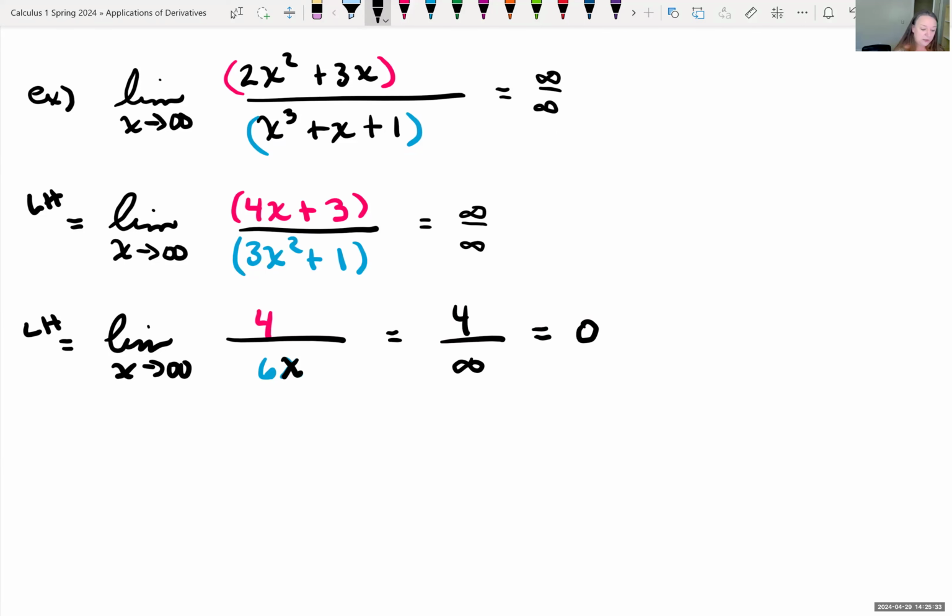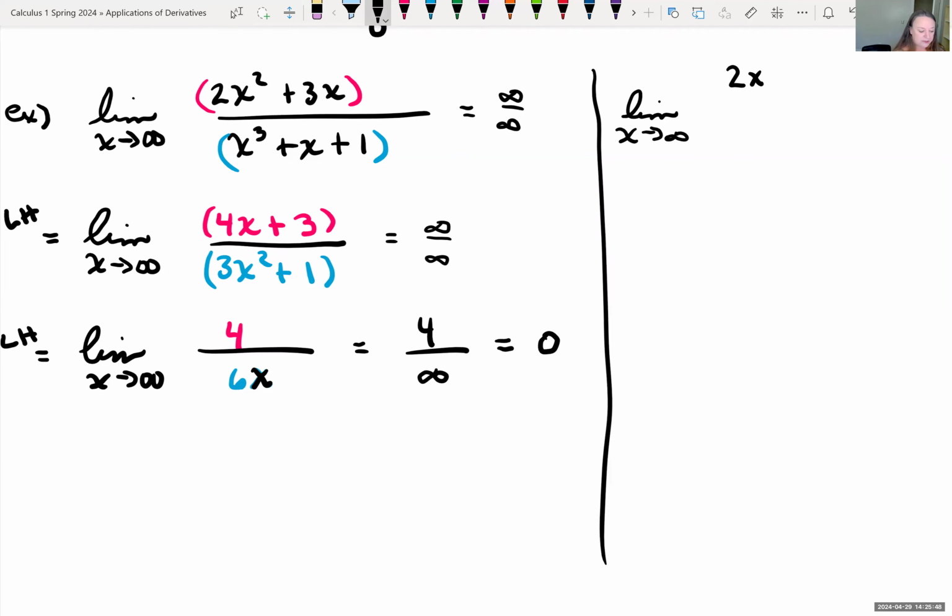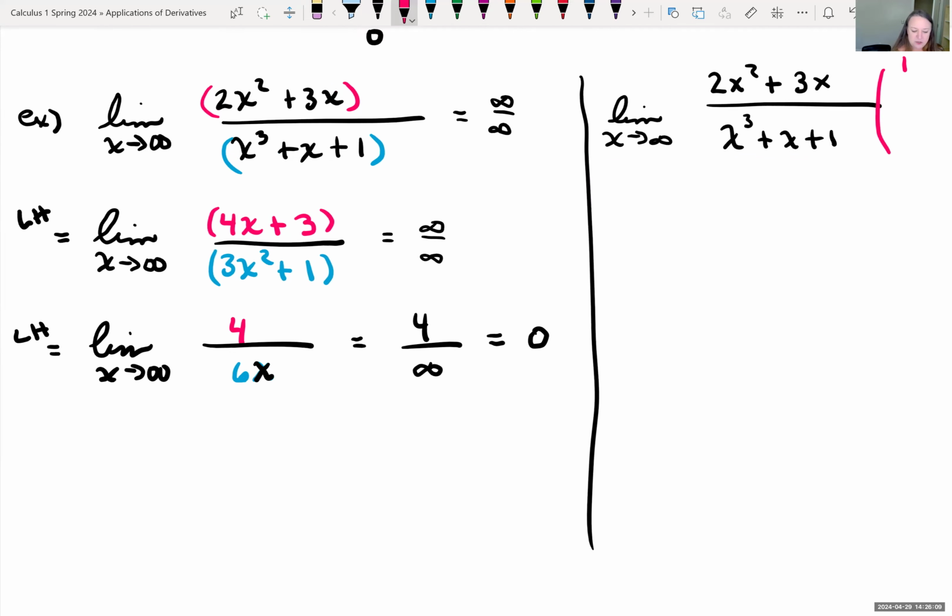Okay, so that was using L'Hopital's rule. In the past, when we were looking at limits as x went to infinity or negative infinity, and we got infinity over infinity, our trick was to multiply both the numerator and denominator by 1 over the variable to the highest power that's in the denominator. So multiplying by a fancy one, I noticed that my degree in the denominator is 3. I'm going to multiply each term in my numerator by 1 over x cubed, and each term in my denominator by 1 over x cubed.